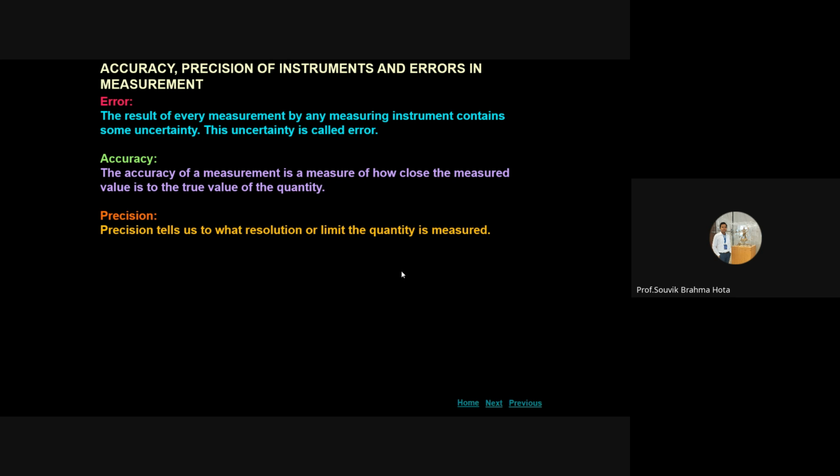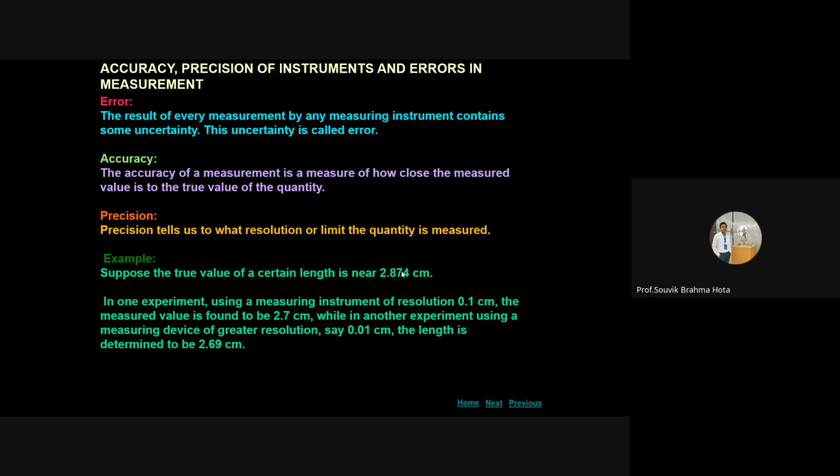Okay, now error: the result of every measurement by any measuring instrument contains some uncertainty, and that is called error. What do you mean by accuracy? The accuracy of a measurement is how close the measured value is to the true value. And precision is the resolution or limit to which the quantity is measured. Now an example. Suppose the true value of a certain length is near 2.874 centimeter. In one experiment, using a measuring instrument of resolution 0.1 centimeter, the measured value is found to be 2.7 centimeter.